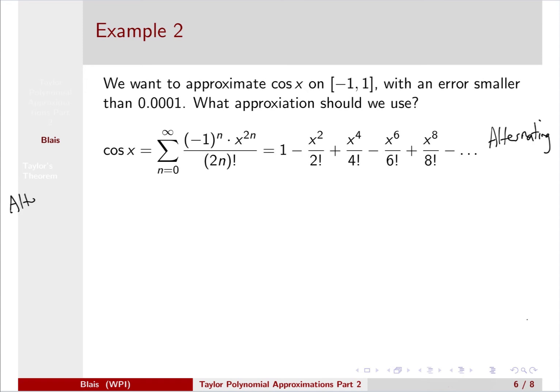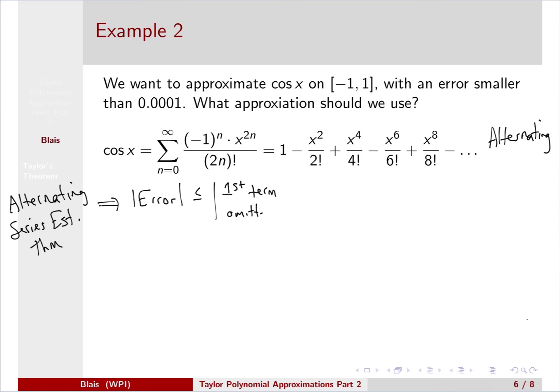So the alternating series estimation theorem tells us that the absolute value of the error is less than or equal to the absolute value of the first term omitted when we use a partial sum of the series to approximate the series itself. We know our first omitted term will be x to some even power, let's call it 2n, over 2n factorial.